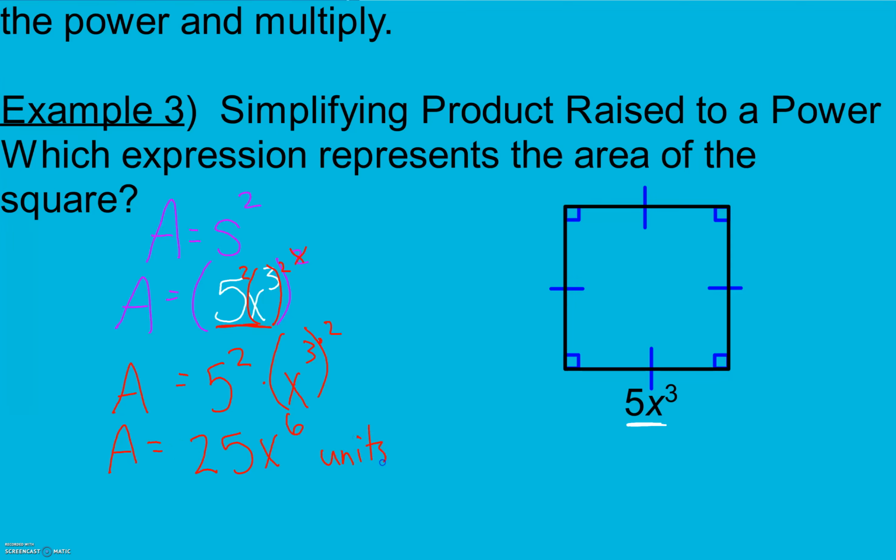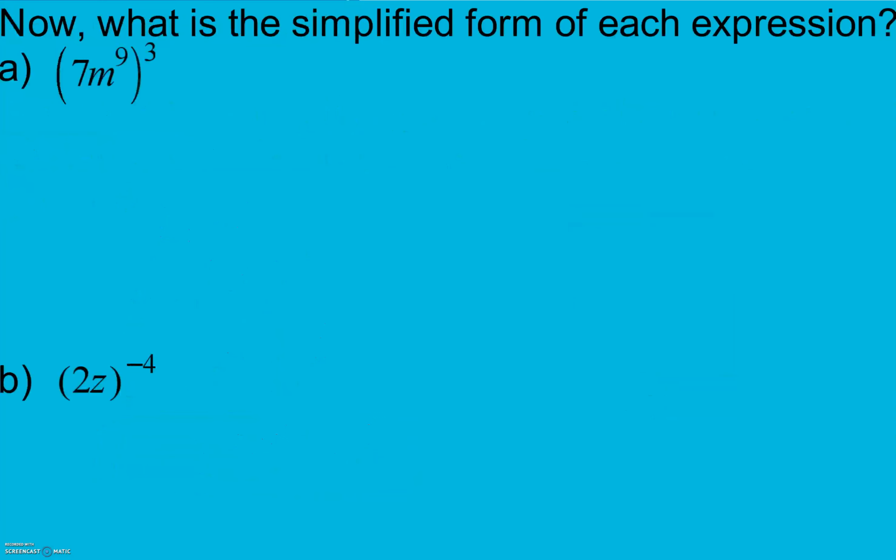I don't have a label, so I'm just going to label it units, and we square it because it's area. We would have gotten to the same place had we used length times width. This just gave us practice with that property. Simplified form of each expression here. Again, you can pause and give these a try if you'd like.